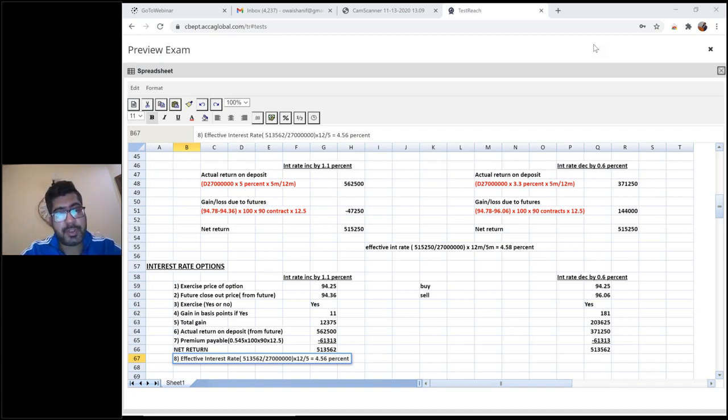Sayyid Mubin, 0.11 is the percentage. So 0.11 percent means 11 basis points.